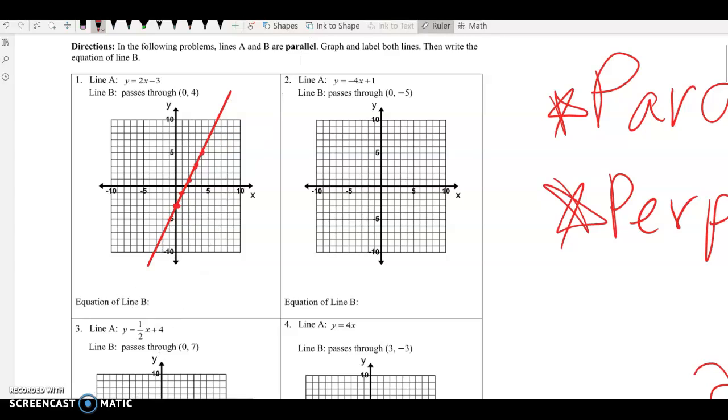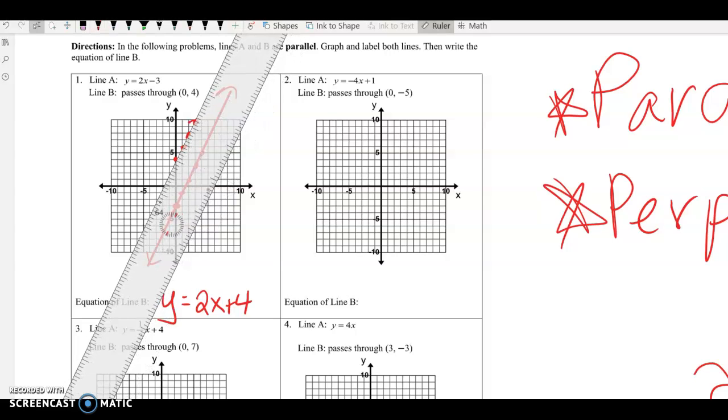Now, it says line B passes through 0, 4. Well, I know my y-intercept then is right here at 0, 4. And in order for it to be parallel, it's going to have the same exact slope. So my equation will be y equals, parallel means same slope, 2x plus 4. So from here, I'm going to go up 2 over 1, up 2 over 1. Get your ruler ready and connect your lines.